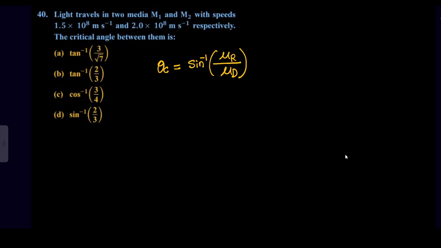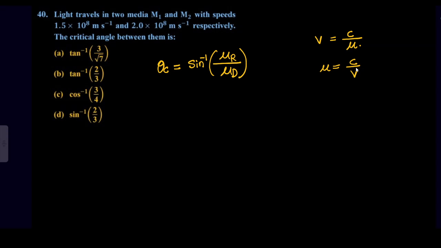Okay. Now here they have given the speeds. As we know, speed in any medium is equal to c by refractive index. So from this you can find mu is equal to c by v. Mu equal to c by v, right? Now let's find out.